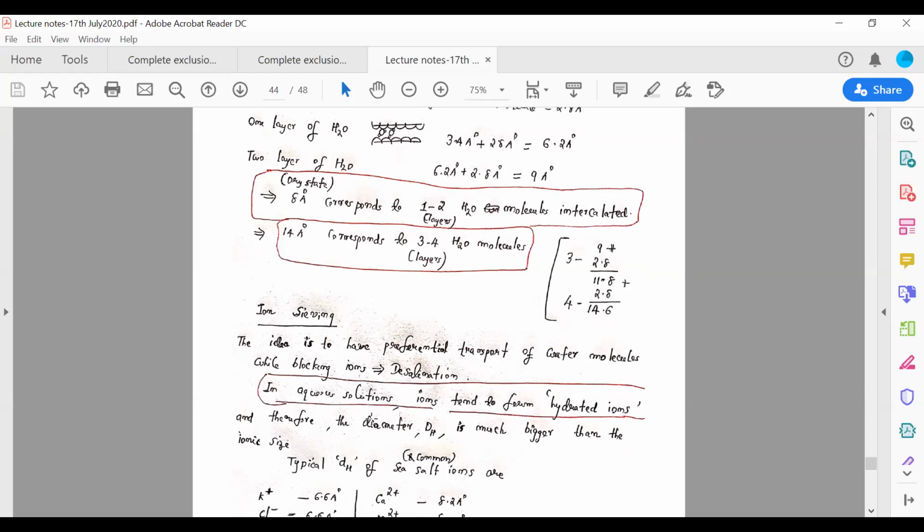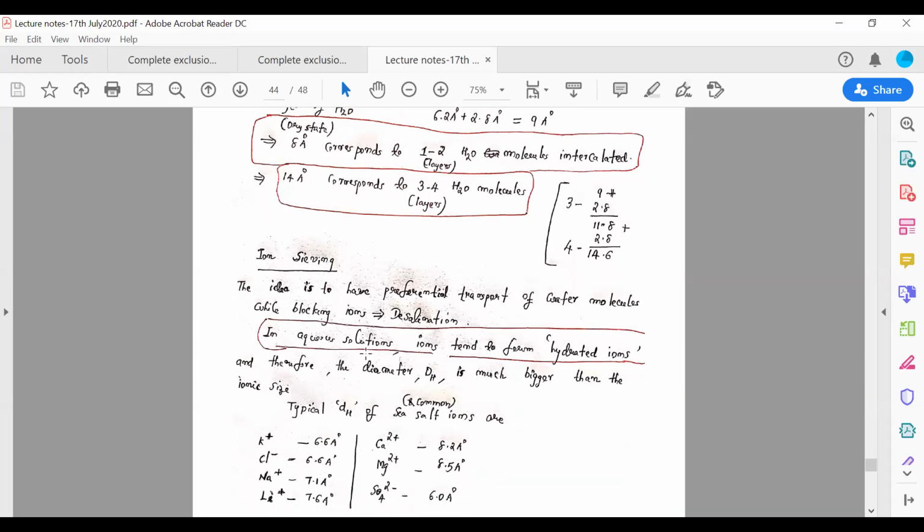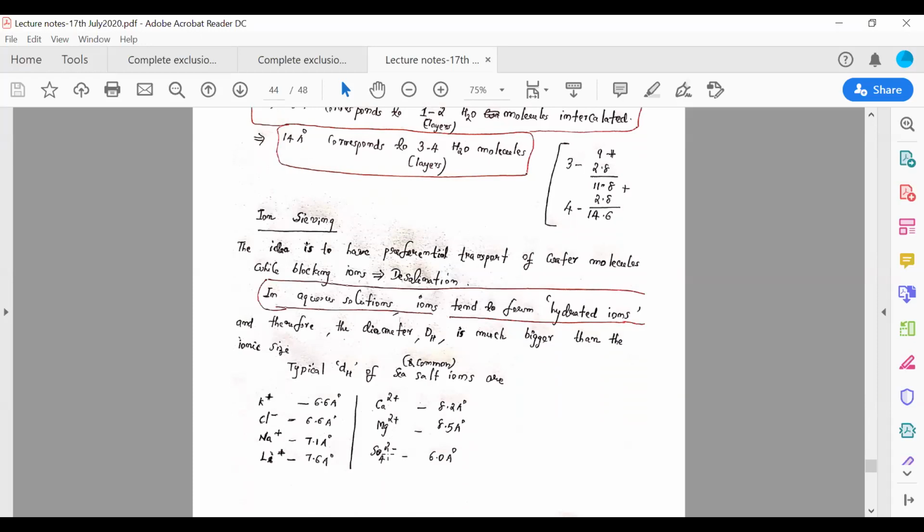Okay, so this is different from what you have typically seen. When I say ionic radii in aqueous solutions, it means hydrated ionic radii. Okay, because it is now bigger. So I can give you a number. This is typically known as the hydrated ions, not simple ions. Typically the ionic radius is like 1 to 2 Angstrom. So 1 to 2 Angstrom.